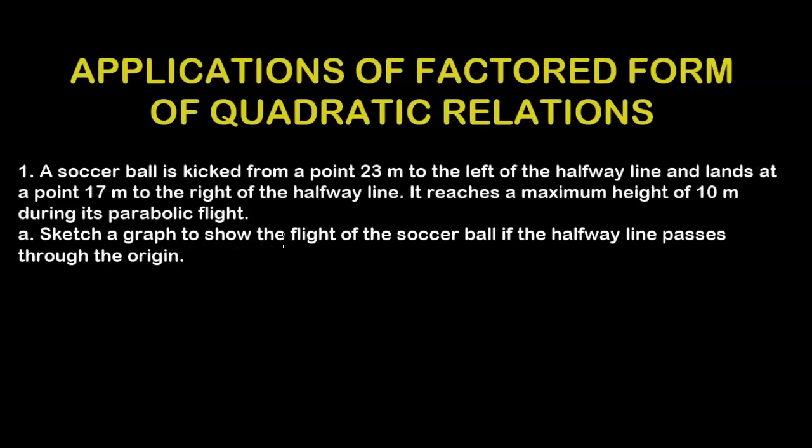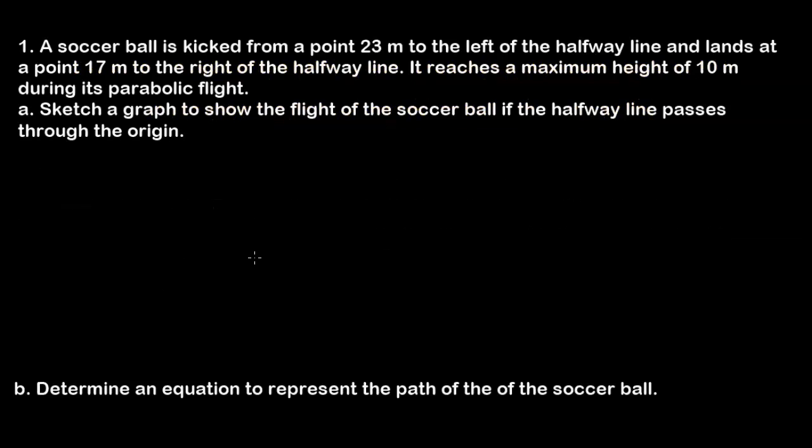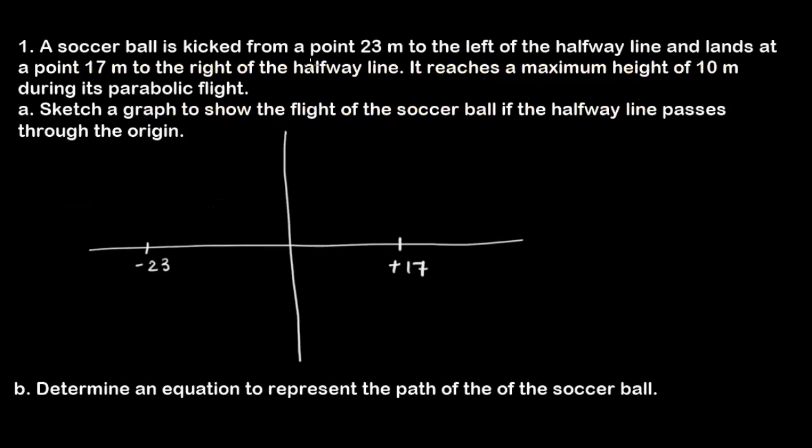We have to sketch a graph to show the flight of the soccer ball if the halfway line passes through the origin. Let's say we have a coordinate axis like this, because we are given the left side distance and the right side distance from this y-axis. How do we know this is the y-axis? It is because they say 23 meters to the left of the halfway line, and the other side is given as 17 meters to the right of the halfway line. And here they say that this halfway line passes through the origin. So we know 23 meters would be the negative 23 coordinate and 17 meters would be the positive 17 coordinate from the y-axis.